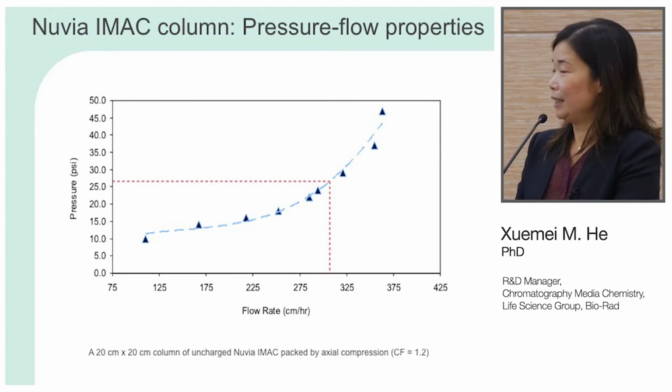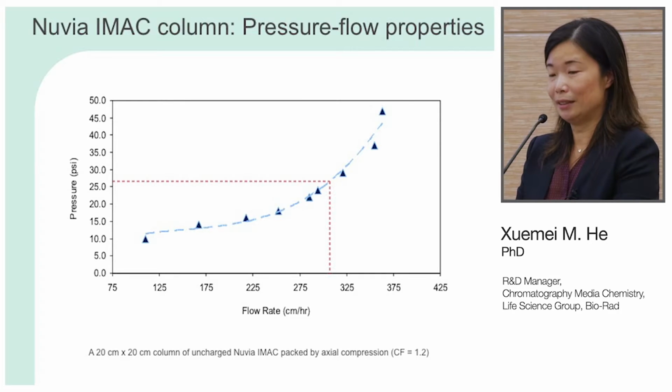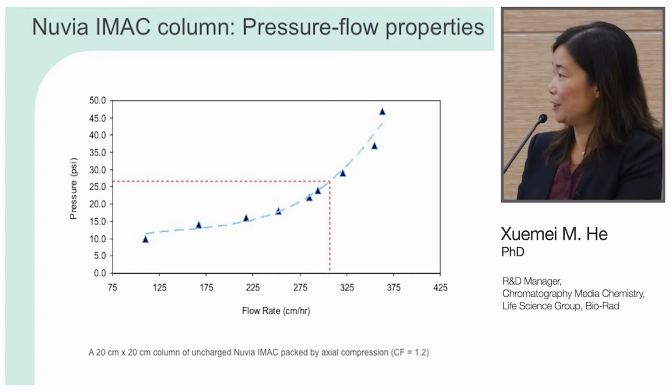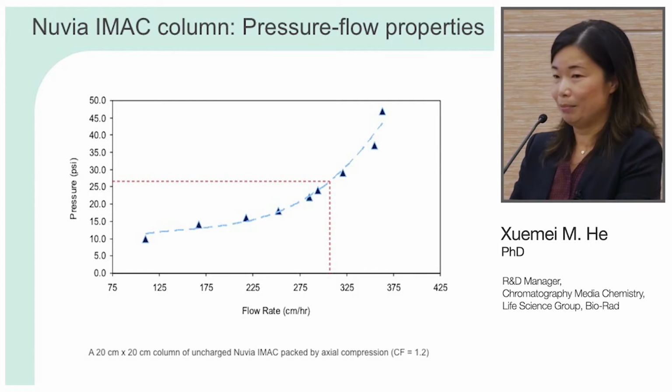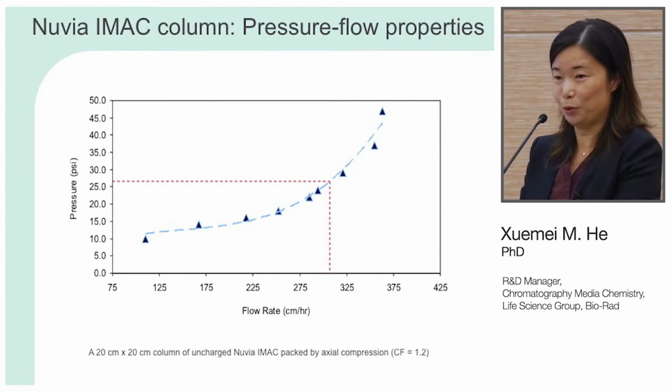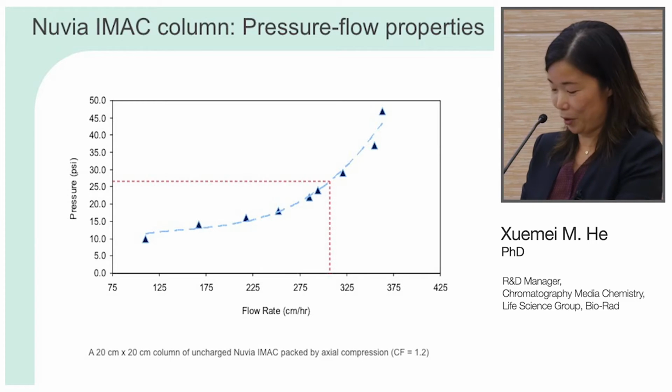So we actually control the average bead particle size at around 50 micron with a very narrow cut. That helps reduce the column pressure. When we pack a large column and run at 300 centimeters per hour, we still keep the column pressure well below 3 bars. It's around 2 bars, or slightly below 2 bars, at 300 centimeters per hour.